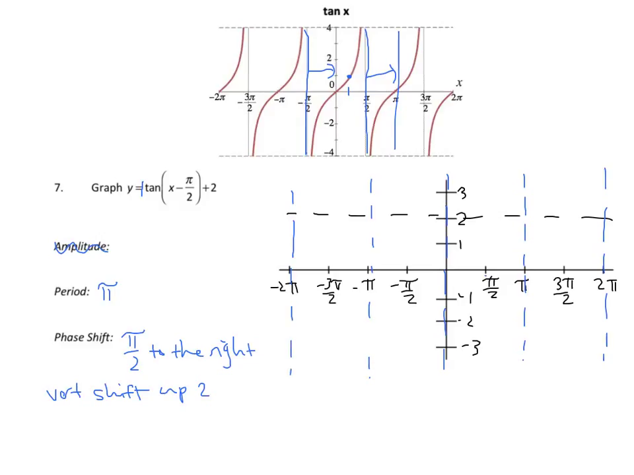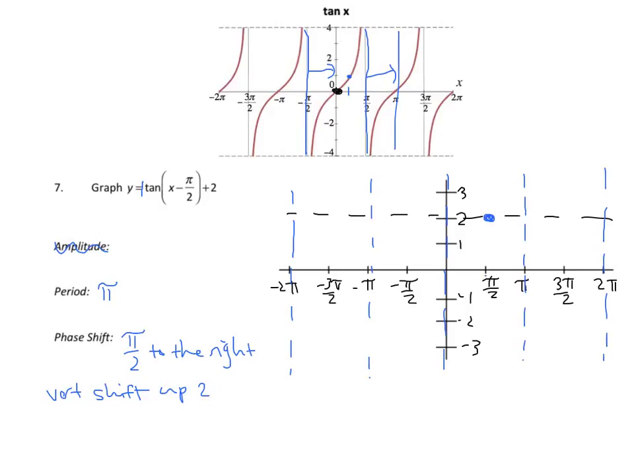Now, for a tangent function, we usually have a point on the x-axis. Like we usually have one at the origin. Since it moved over, I'm going to have a point at pi over 2. But I don't want to put it there on the axis. I want to put it on my new axis. So it's going to be up here where I drew that dotted line. It's because I shifted up 2.